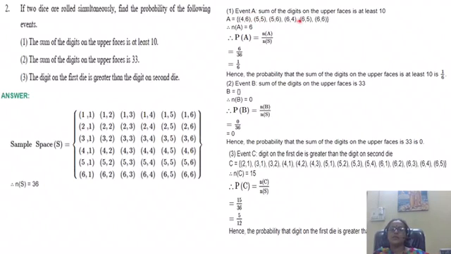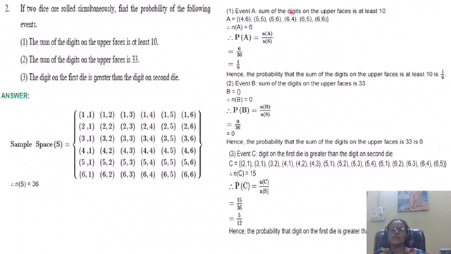Event A: the sum of the digits on the upper face is at least 10. Minimum 10, at least 10. So here 4 plus 6 is 10, 5 plus 5 is 10. Here you can observe 4 plus 6 is 10. Then 5 plus 1 is 6, we don't want. 5 plus 2 is 7, we don't want. 5 plus 3 is 8, we don't want. 5 plus 4 is 9. 5 plus 5 is 10, so this we can include.